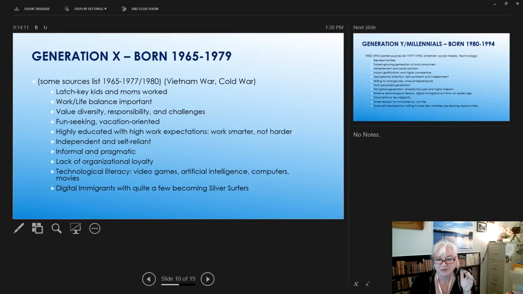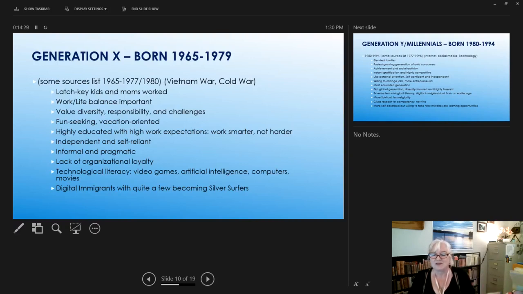Okay, quite a few of us, by the way, down here, and I need you to see that. It says that quite a few of us are digital immigrants. That's what we're called because we didn't get into the technological age. We weren't born with it.